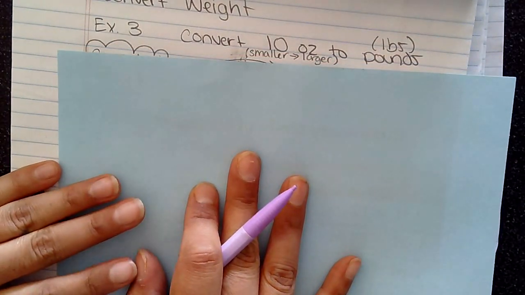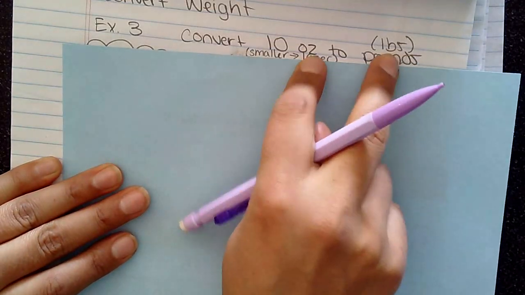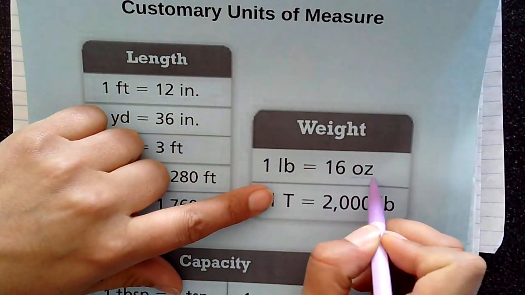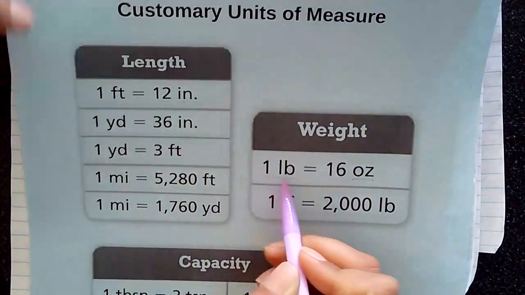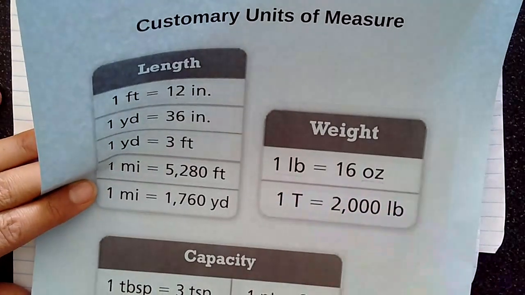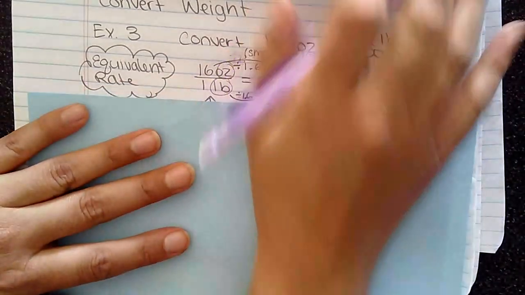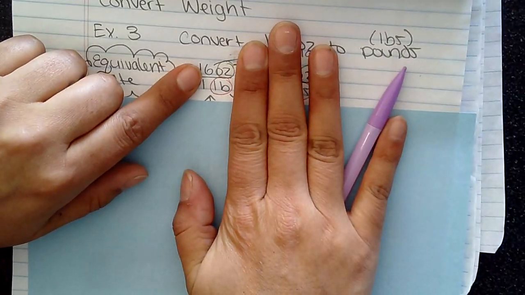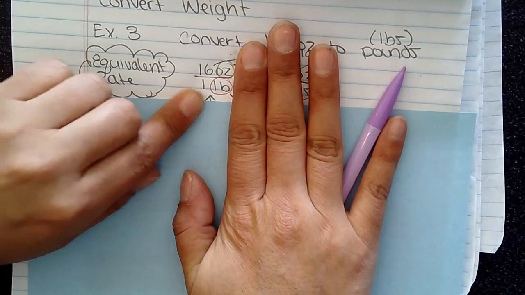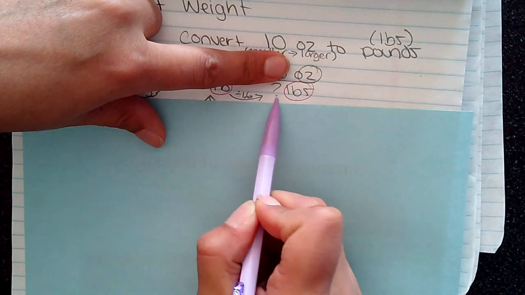So let's start with what we do know, equivalent rates. So I'm going to look and see what is the conversion factor from ounces to pounds. Okay, so here's weight. Here's ounces, here's pounds. So I know that 1 pound equals 16 ounces, or 16 ounces equals 1 pound. That's what I'm using. So I'm going to start with that. Here's my conversion factor. 16 ounces equals 1 pound. I write it as the rate. Okay, well, I want to know how many pounds. So I put the pounds underneath.